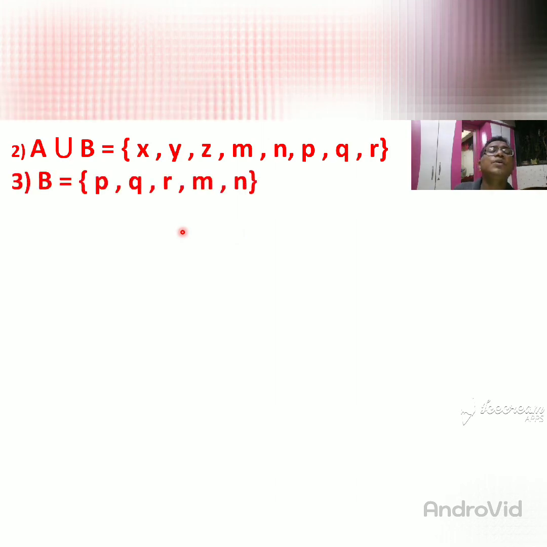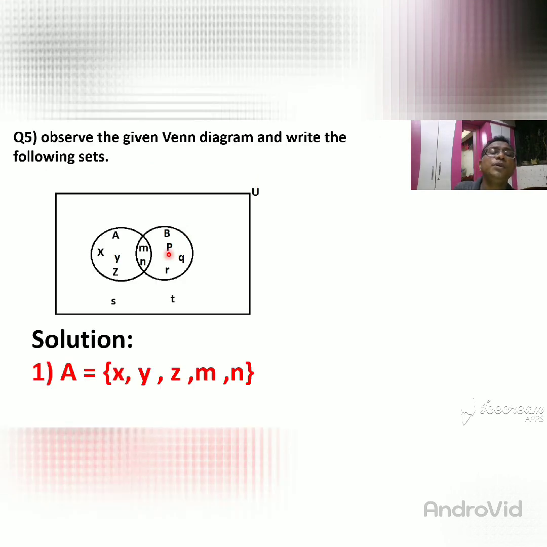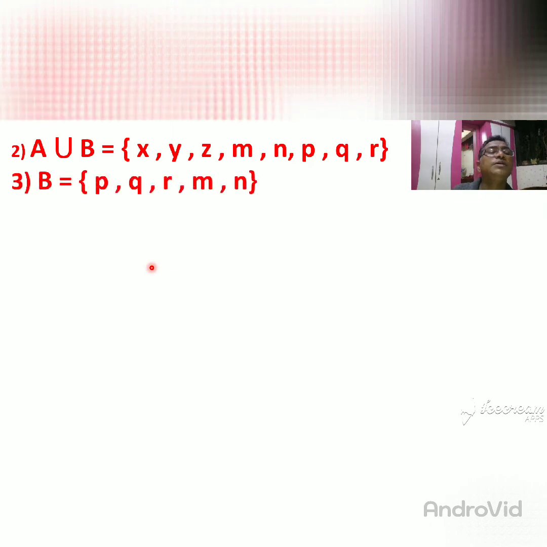Then another question they asked: what is the B? So B is, you just see here, what is the B? See, B is P, Q, R, M and N. So this is the B. So that is written here, B: P, Q, R, M and N.